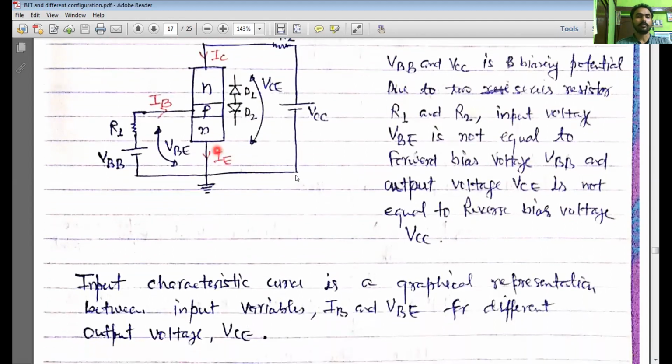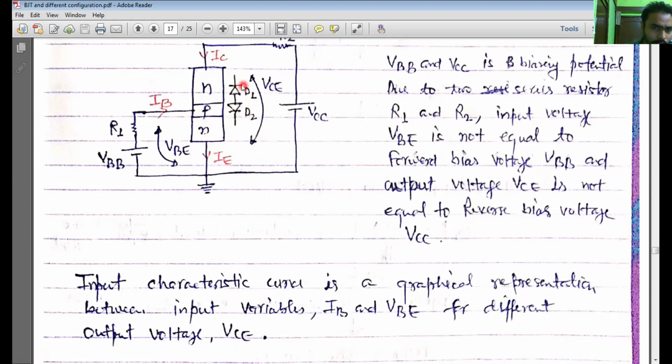Okay, now you see that with this, now I have to draw a curve between base current and the base emitter voltage for the output voltage VCE. Okay. Now this is this transistor. I am converting this transistor into two diodes.